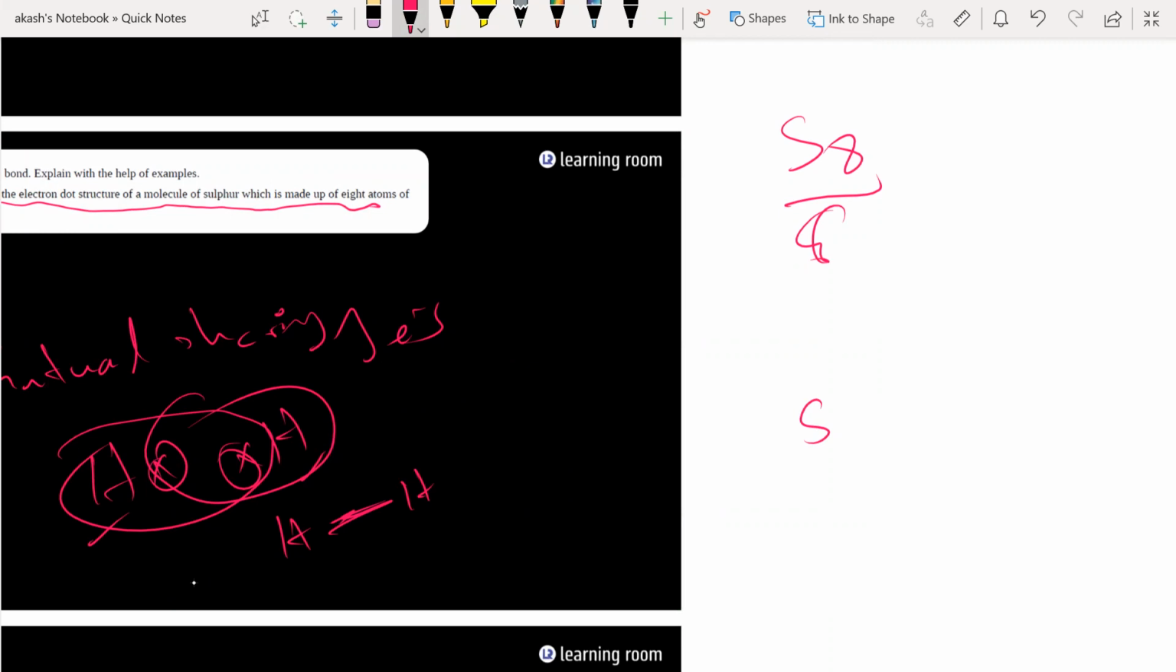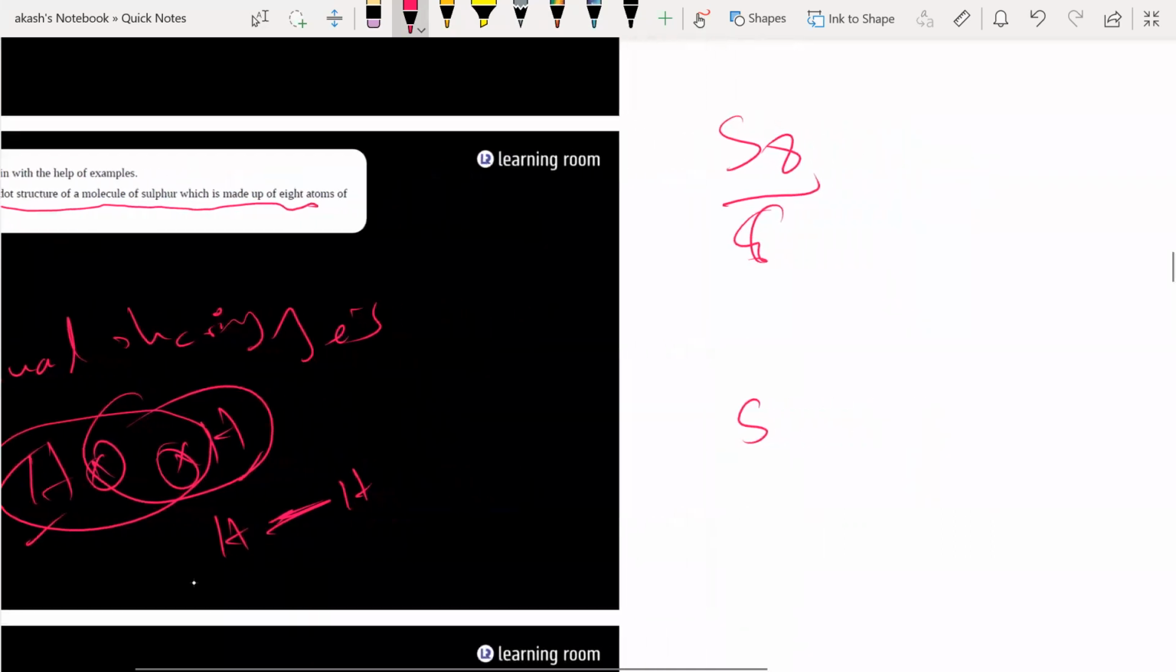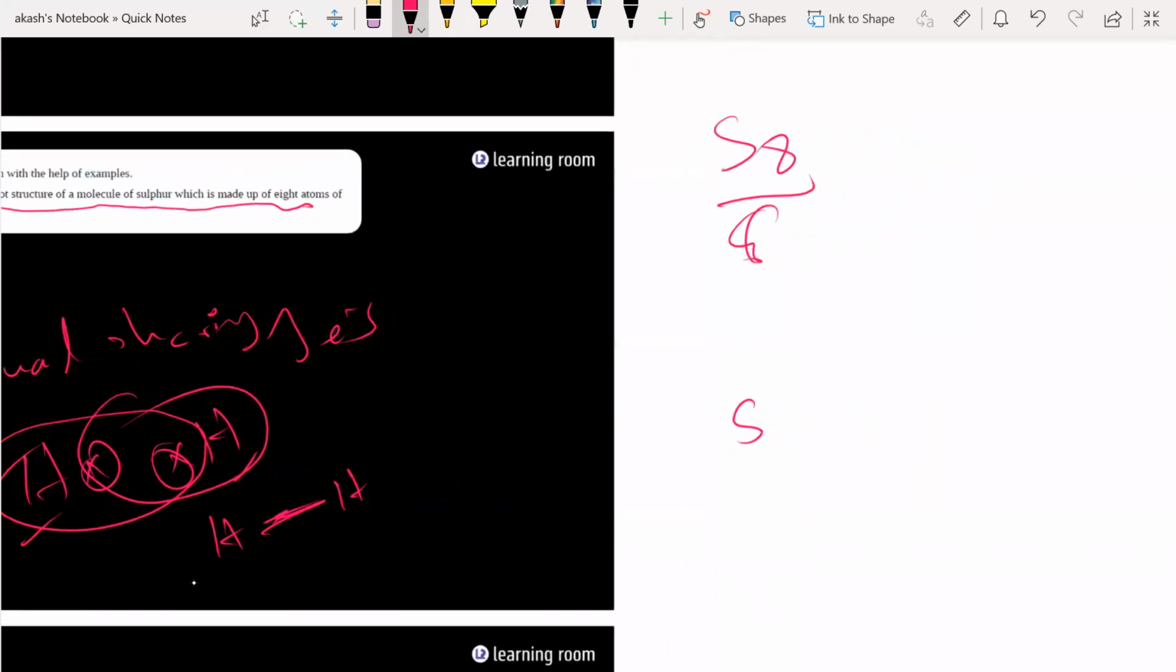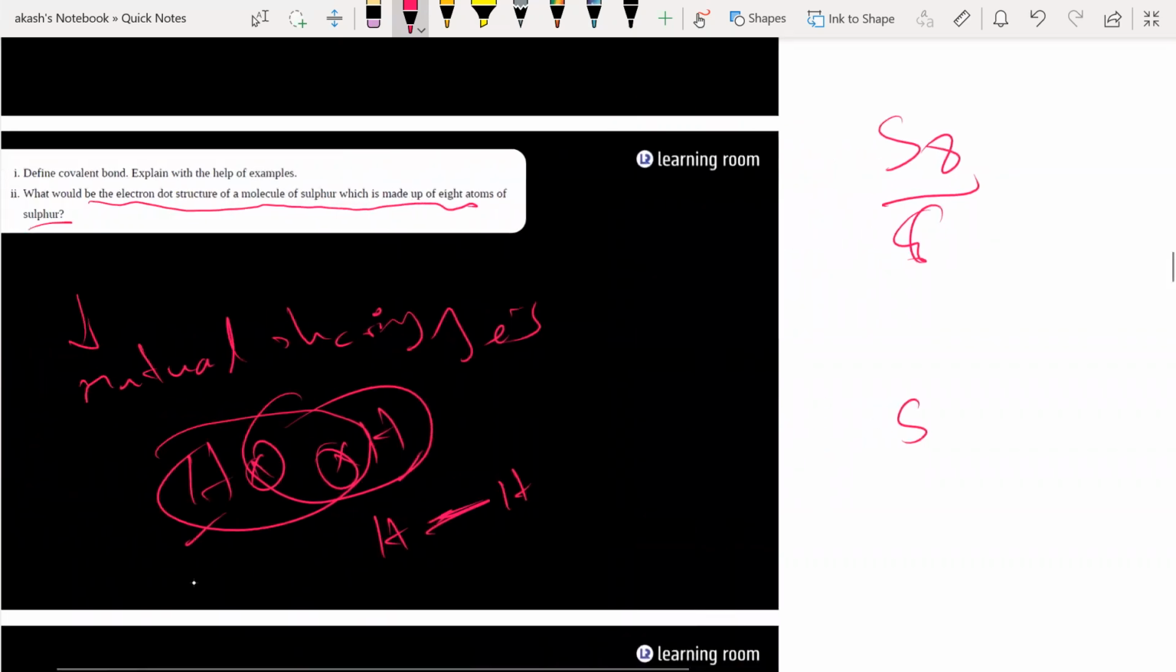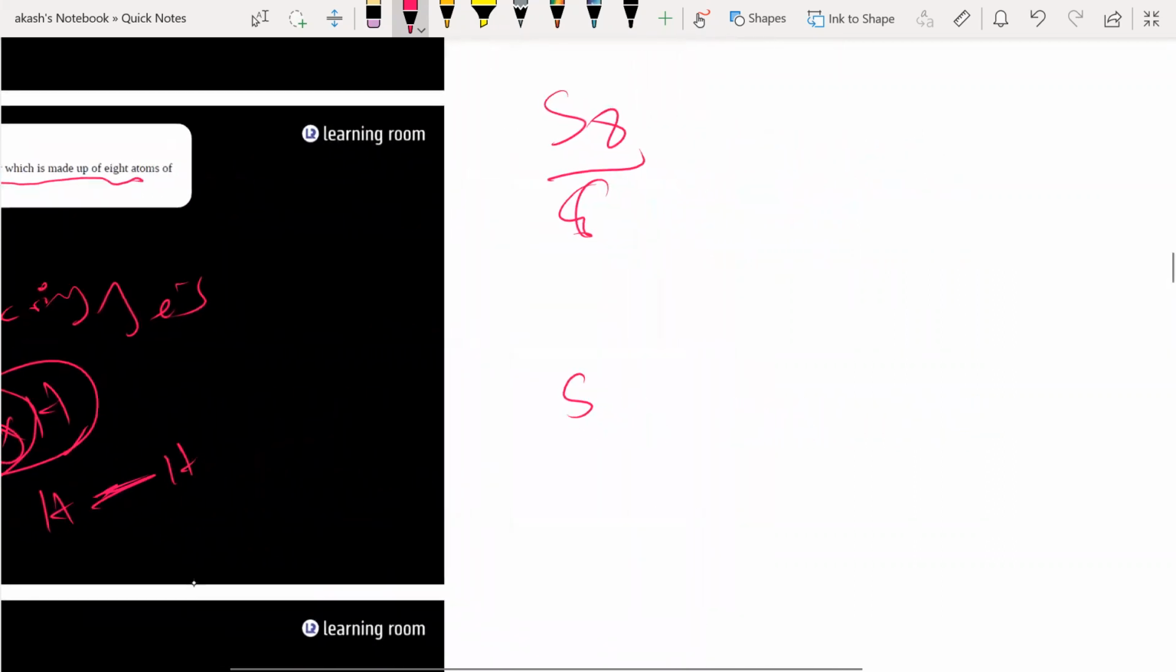Definitely, it is not going to be octet. I think this test is definitely going to be out of syllabus for you. But don't worry about it. We'll still be able to draw it. Okay. We actually have it in our textbook. It is there in your textbook, and then it's good. This question is there. What would be the electron dot structure of a molecule of sulfur made up of 8 atoms of sulfur? Okay. Anyways, no issues.